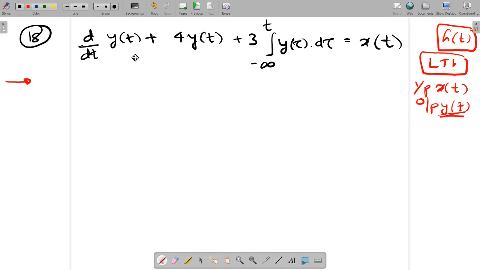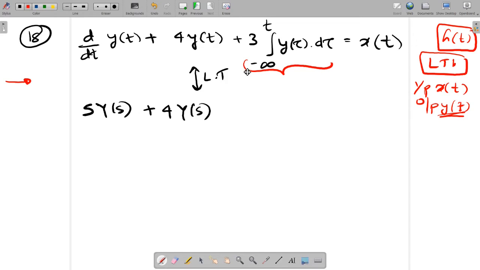Same thing as last. Whenever you find an equation like this, the best approach is straightforward: take the Laplace transform. What is the Laplace transform of d by dt y of t? It is s y of s. Very good. Plus, what is 4 y of t? 4 y of s. Now this is a property, your integration property.